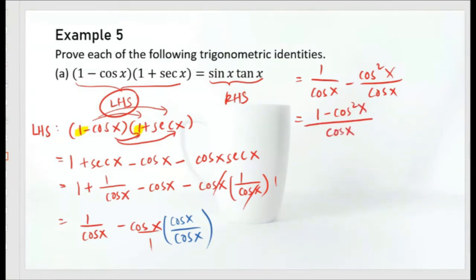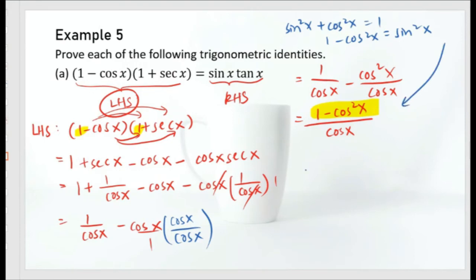Okay, so now this is equal to what? Your first identity, sine square x plus cos square x equals 1, right? So what is the value of 1 minus cos square x? 1 minus cos square x is equal to sine square x. So this is equal to sine square x over cos x. Okay. Sine square x is sine x.